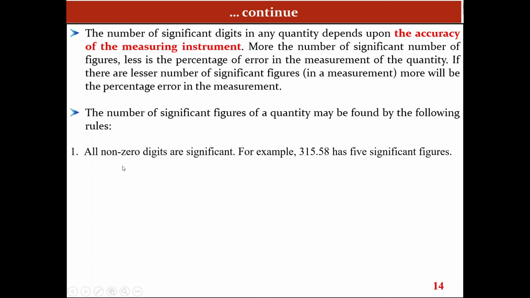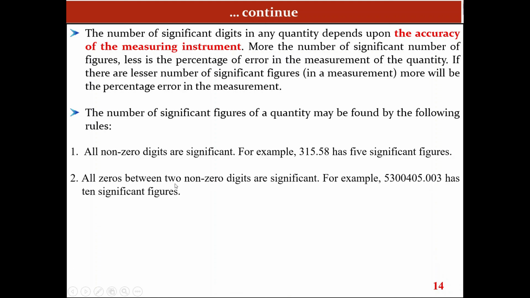For the second rule, all zeros between two non-zero digits are also significant. For example, there are two zeros between these two non-zero digits. This is another zero between these two non-zero digits. So this also has zeros between non-zero digits. In this case, we have to count 1, 2, 3, 4, 5, 6, 7, 8, 9, 10. So this one has 10 significant figures because all zeros between two non-zero digits count. For example, if you have 2, 0, 5, we have 3 significant figures, since the zero is counted. If you have 205.01, here we have 5 significant figures. So in general, the second rule is expressed as: all zeros between two non-zero digits are significant.